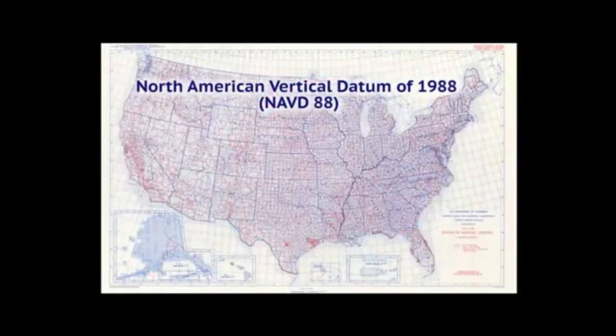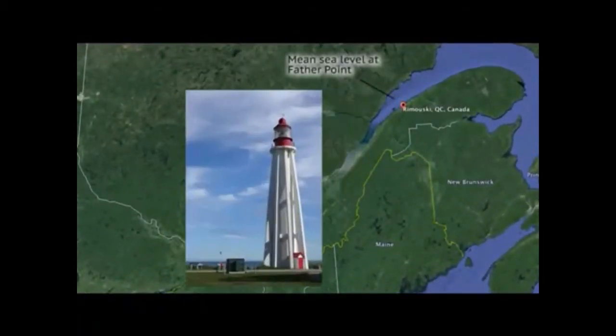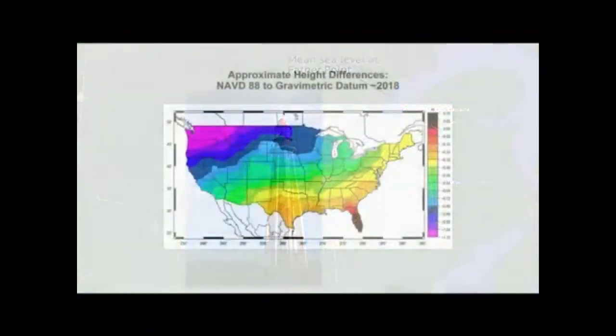Looking at the vertical reference frame, the North American vertical datum of 1988, or NAVD88, is based on an extensive network of leveling observations from across the country. To make the network of observations internally consistent, one value was held constant, the local mean sea level value at Father Point, Rimouski, Quebec, Canada.